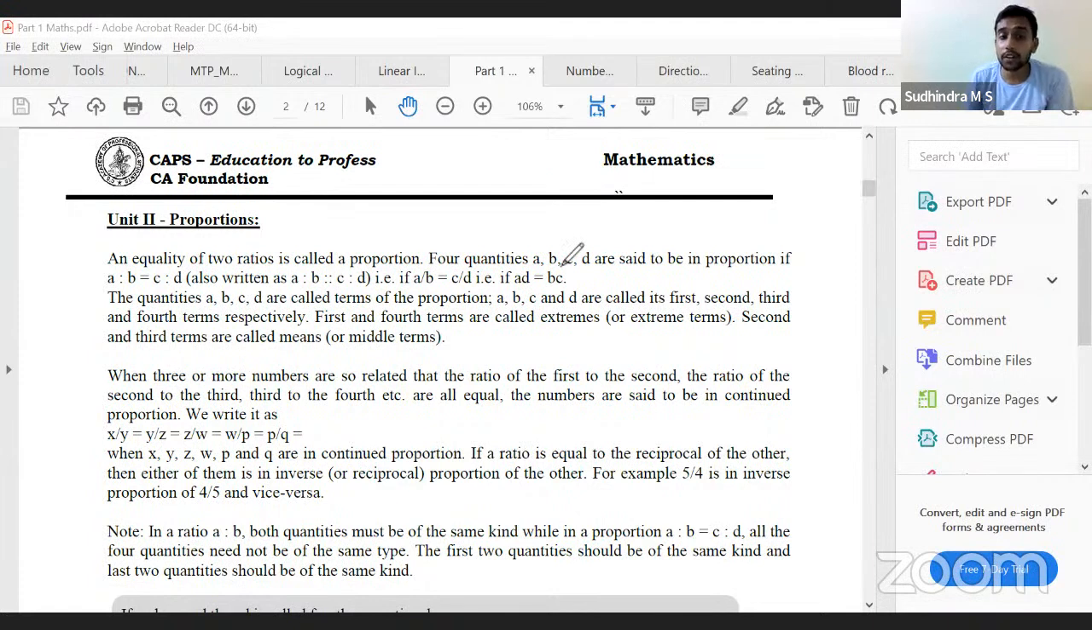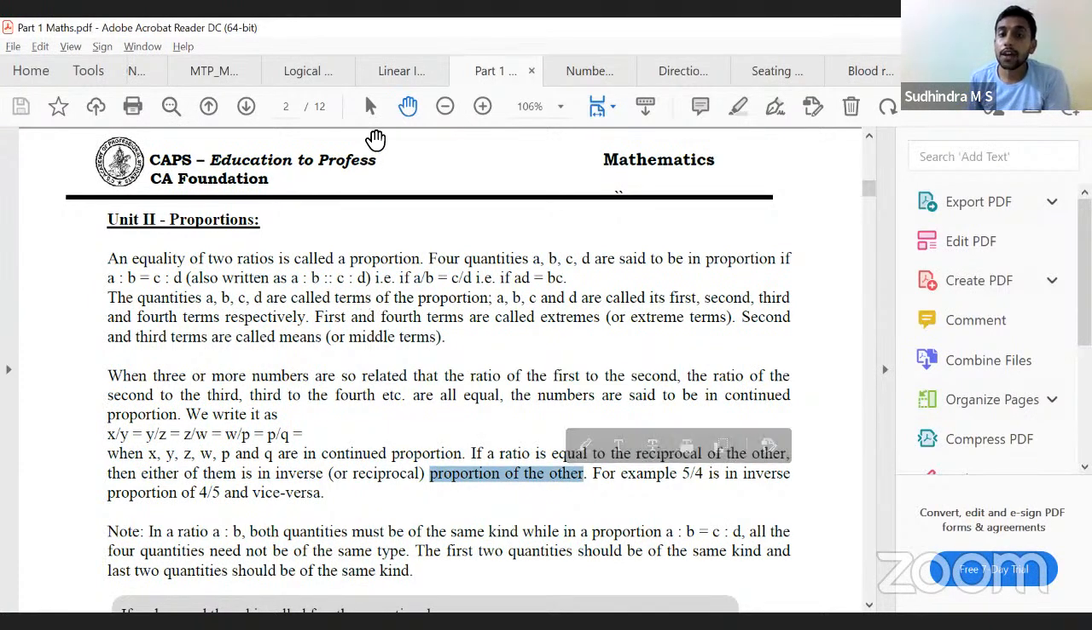When three or more numbers are so related that the ratio of the first to second, second to third, third to fourth are all equal, the numbers are said to be in continued proportion. What is that? X is to Y as Y is to Z as Z is to W. So continued proportion. If a ratio is equal to the reciprocal of the other, then either of them is in inverse proportion of the other.